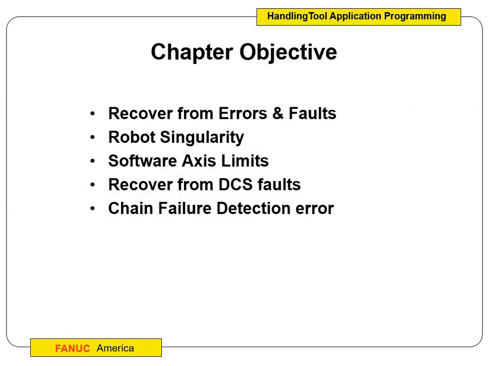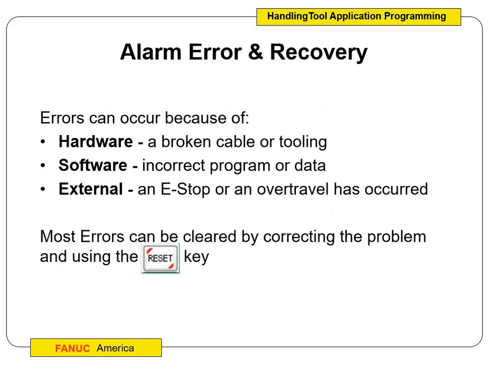So we should be able to recover from basic errors and faults here. Get out of Singularity, alright, also test question there. Experience software access limits, set those. Alright, we're going to go through in the lab, and I'm going to make you change the axis 1, the x-axis, to -10 and +10, and then try to move the robot and see what happens when you get to one of those axis limits. We want to recover from basic DCS faults and then chain failure detection error.